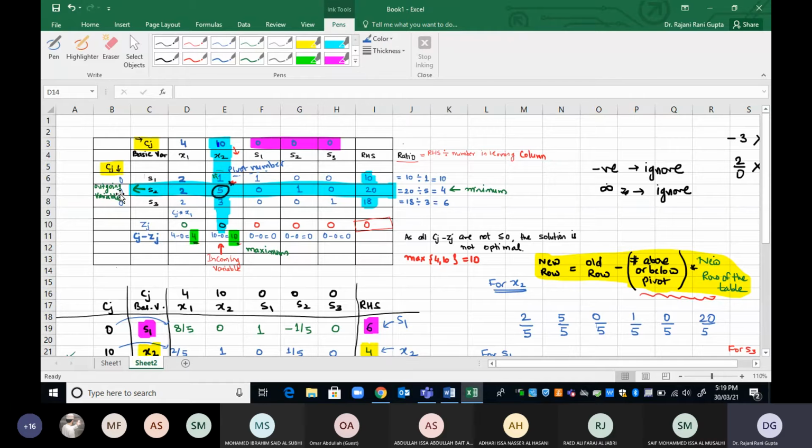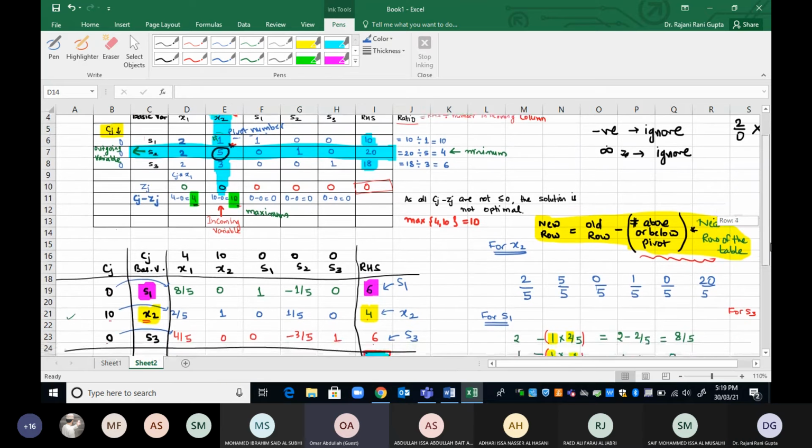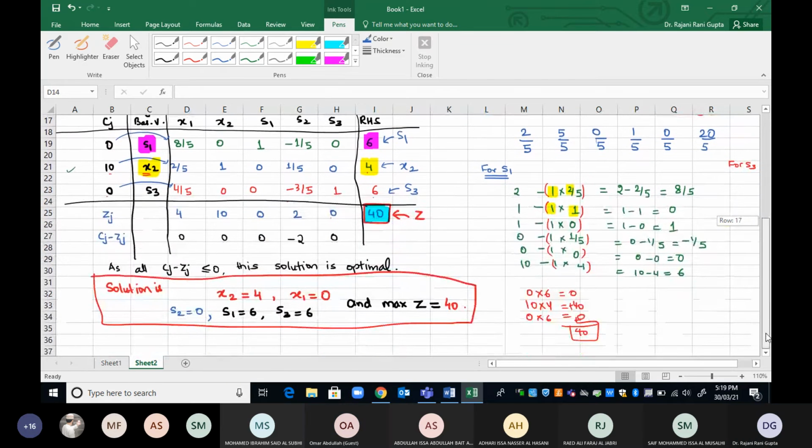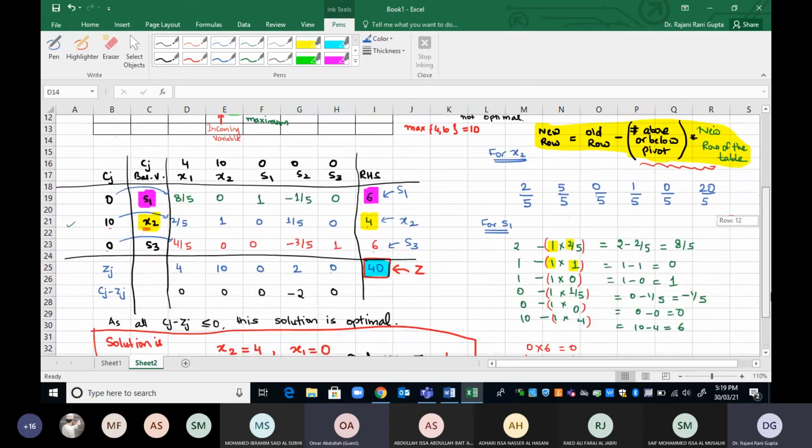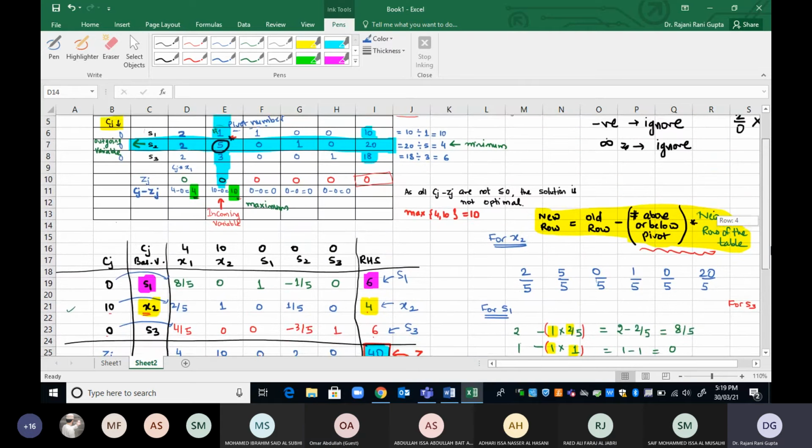I understand it takes time to understand. It is too long to solve this problem. Yes, it is taking time like this.